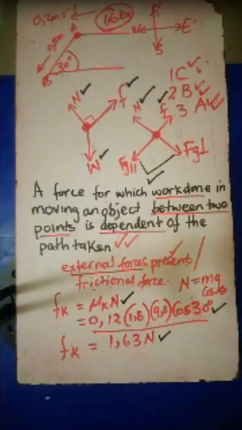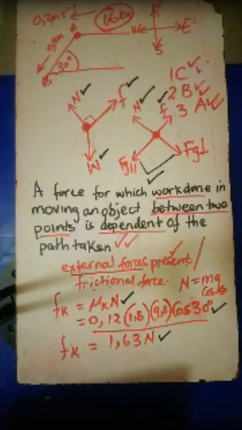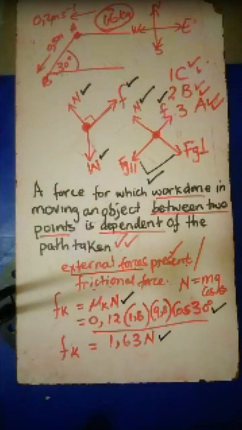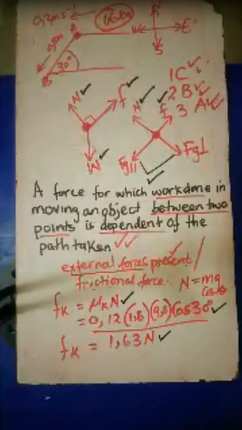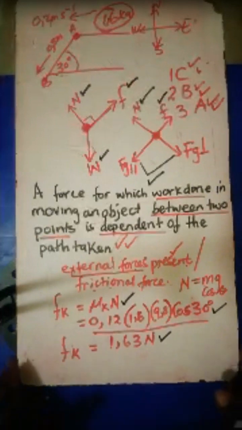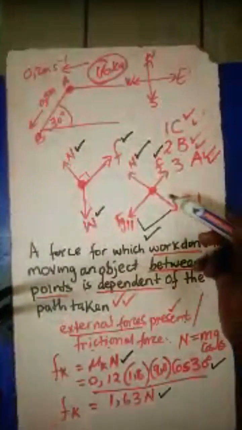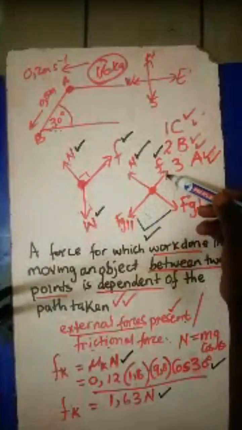Right. Let's look at our next question now. You gave your friction as 1.63. What are they saying in the next question? Use the energy principles to calculate the velocity of the rock at point B. Use the energy principles. That's why I say the moment you draw your free body diagram, you can identify the forces which are doing work. In our case, those who showed the components are now at an advantage.